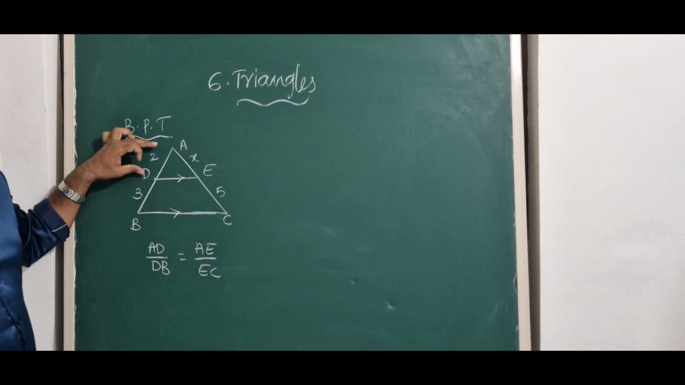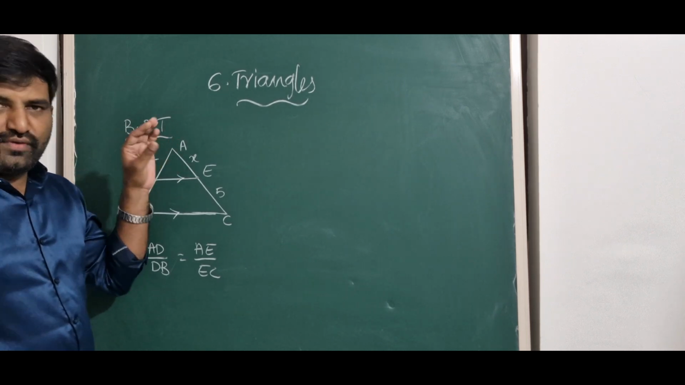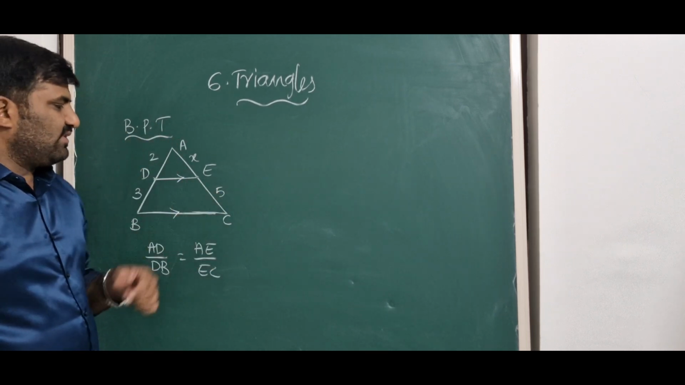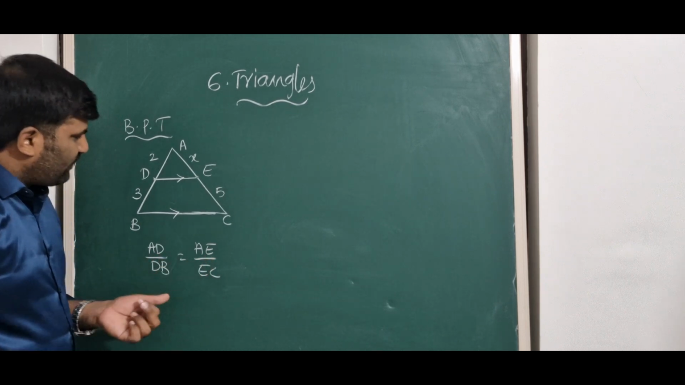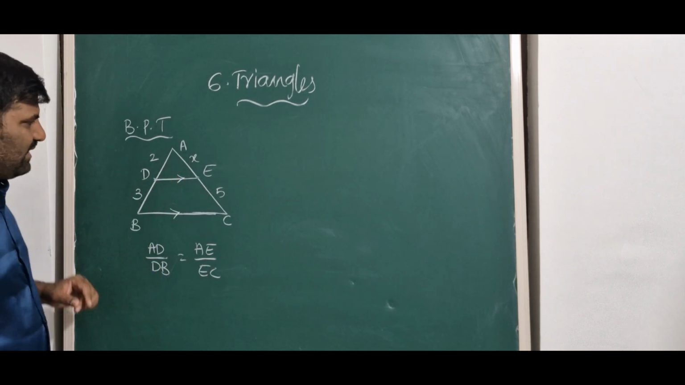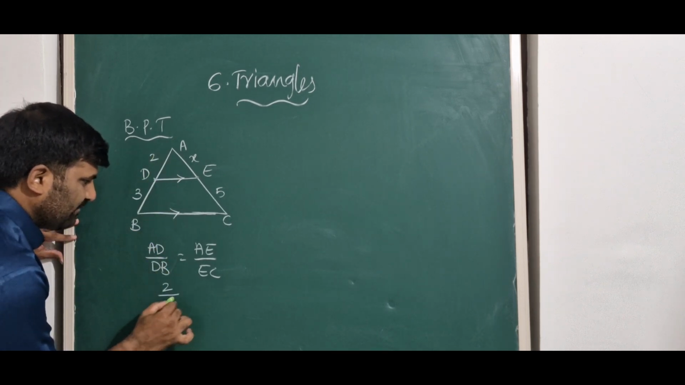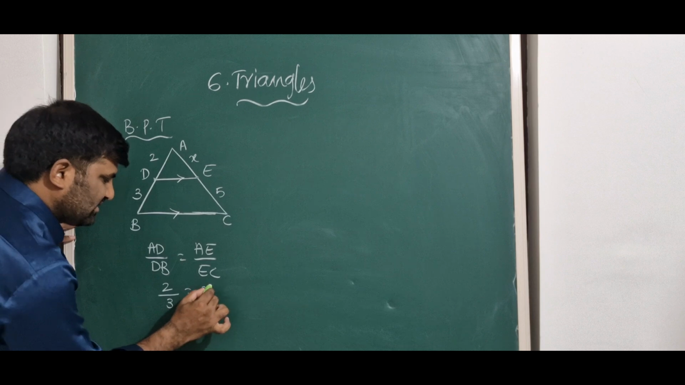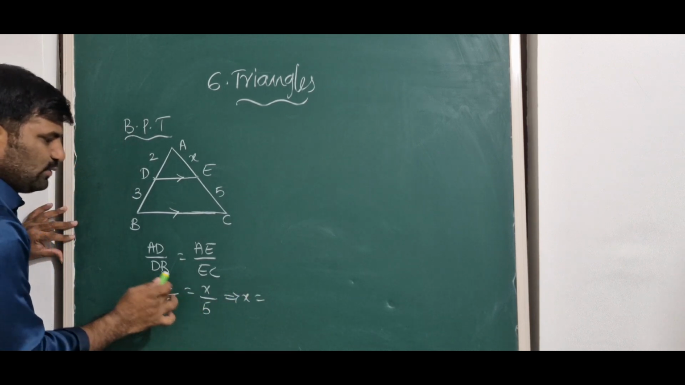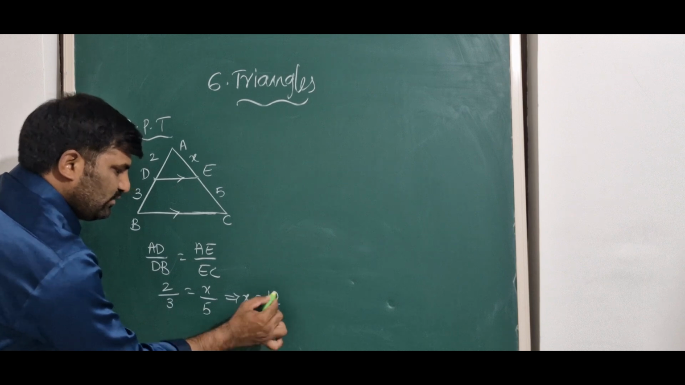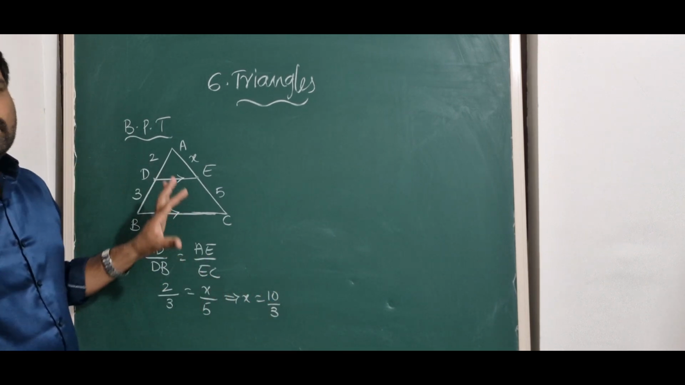AD is equal to 2 centimeters, BD is equal to 3 centimeters, AE we don't know, we want to find AE, and EC is equal to 5 centimeters. So according to the BPT, we need to find the fourth side, that is AE. We know AD is 2 and DB is 3, which is equal to AE, that is x, by 5. So see now how to find it. x is equal to 5 twos are 10 by 3. 10 by 3 units, which can also be written as 3.3 units or centimeters, based on the given units in the question.